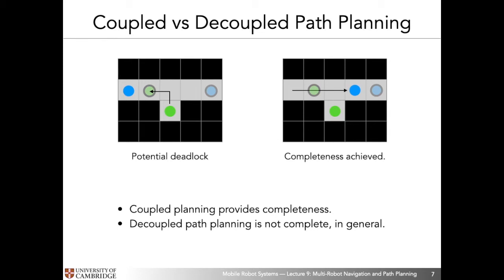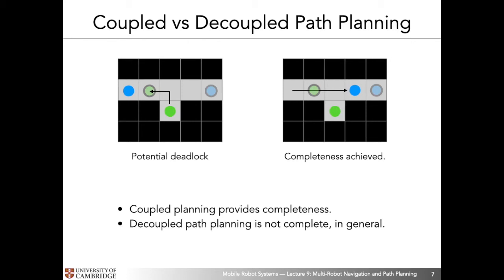Now, in this decoupled solution, what would happen is potentially both robots start moving simultaneously, or the green robot perhaps starts to move first and tries to reach its goal. So in this particular case, if green moves first and stays put at its goal location, there is no way that the blue robot is actually going to be able to reach its goal, and we have a deadlock situation.